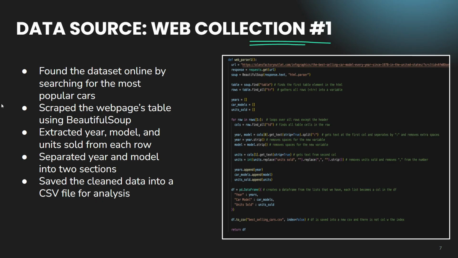So in this code, we created different lists and we basically looped over the whole table, finding all the data and exporting it into the lists that we have here. We appended years and car model, which were originally together, and also the units sold.